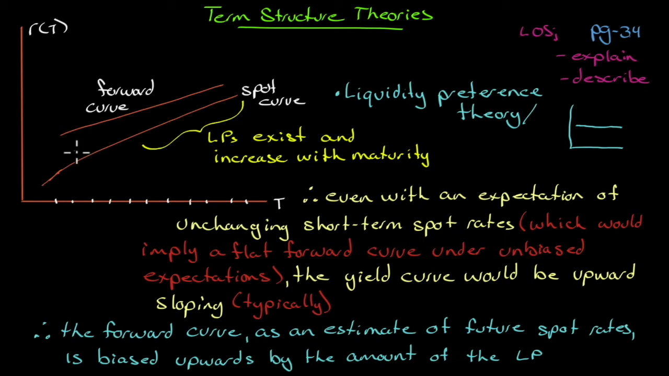Why? Because even if we expect the short rate to be constant over time, which under unbiased expectations would imply a flat curve, liquidity premiums still exist and grow with maturity. So if we have a rate, let's say F41, there's an expectation that within 4 periods that'll be the spot rate. Some component of the expected spot rate will be in there, but the forward price will also reflect some of this liquidity premium, and the further out you go, the bigger it is. So the forward curve doesn't just reflect expectation of future rates, it has a whole bunch of other stuff in it.